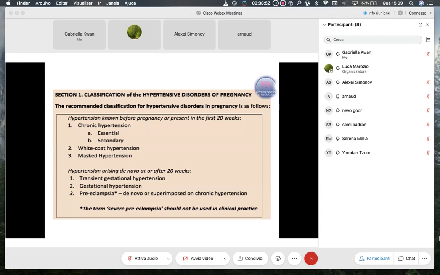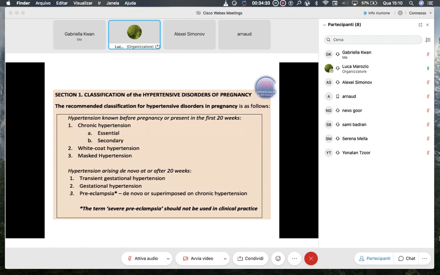Then there is a second type of hypertension, which is more important for us, which is pregnancy-induced hypertension. So that means hypertension arising de novo at or after 20 weeks in previously normotensive pregnant women. Three types of this hypertension related to pregnancy are transient gestational hypertension, gestational hypertension which persists, and preeclampsia.